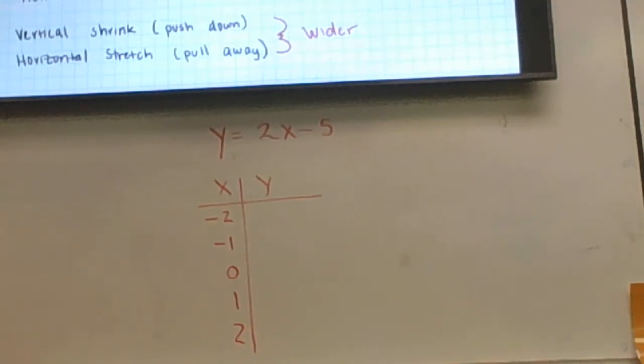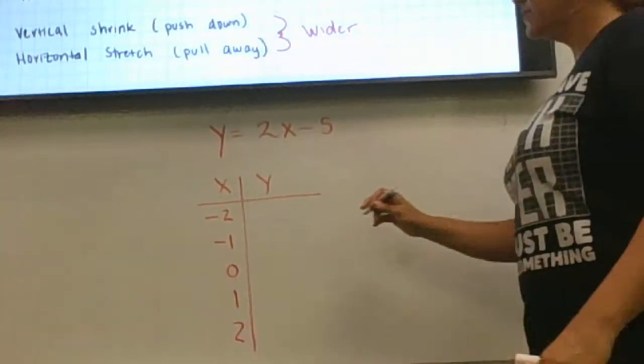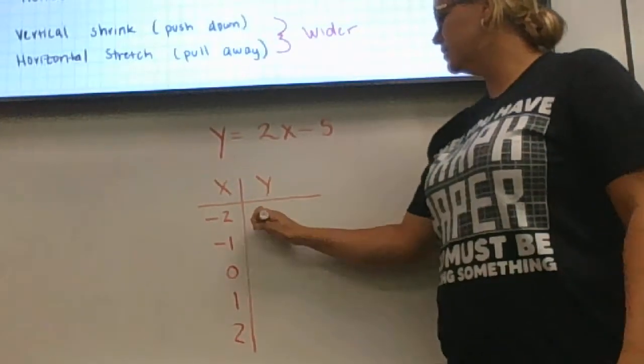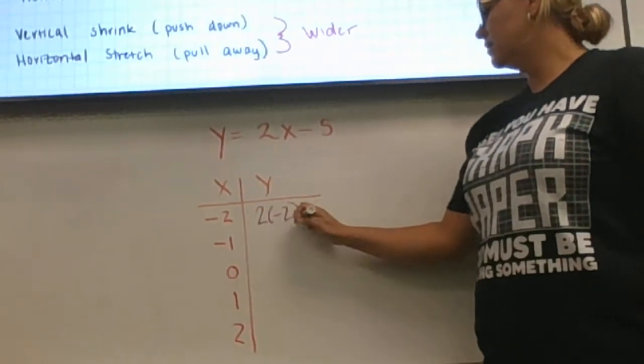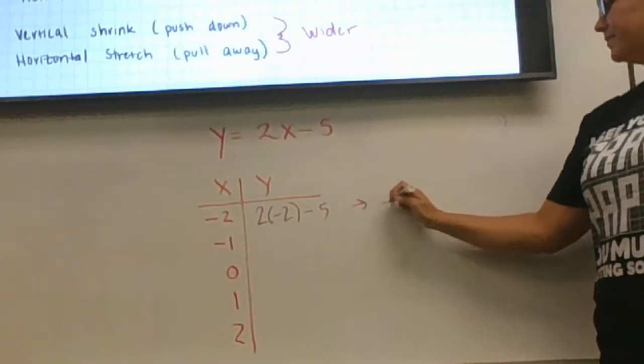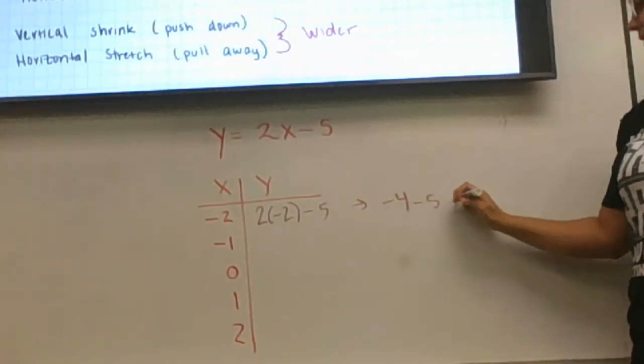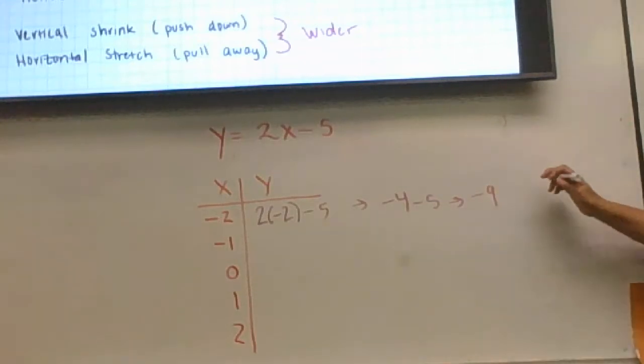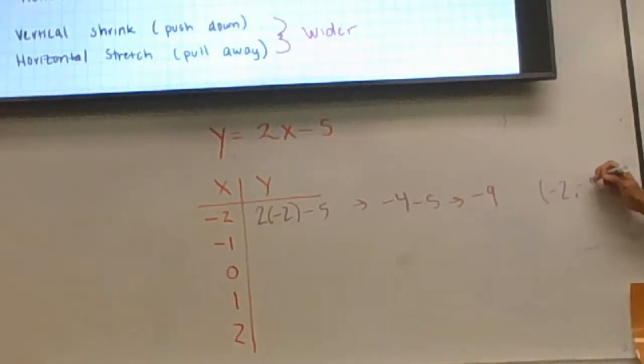You don't need to write that. Don't write the table. Plug them in for x, simplify, and you get a y out, and then you have ordered pairs. So I just needed to remind you about this before we get into what we're doing. So we would take the x out and put that in, and then we would have -9, and then we would have an ordered pair at 2, -9 that we could use to graph, right?